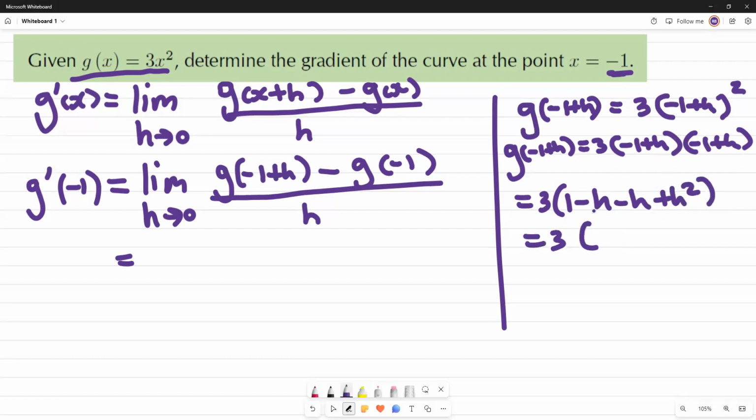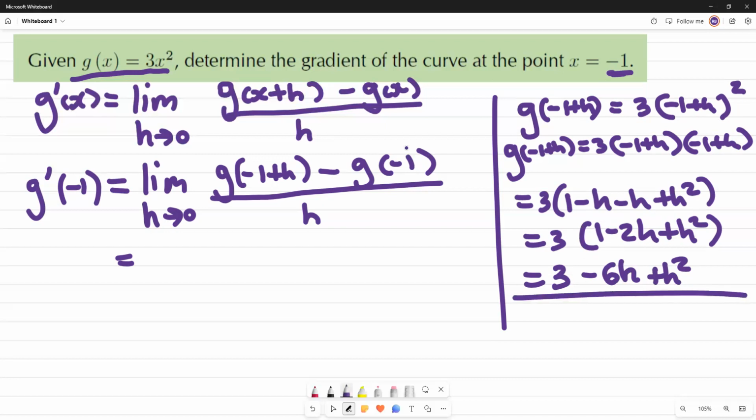Which gives you 3. These are like terms, so the 1 doesn't have a like term. These two will give you -2h plus h squared, right? Then we can multiply the 3 in. You're going to have 3 minus 6h plus h squared. And then g at -1 plus h is equivalent to 3 minus 6h plus h squared. I'm sure it makes sense, ladies and gents. Now I need to get this one.